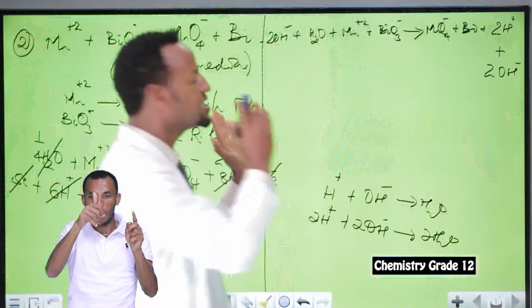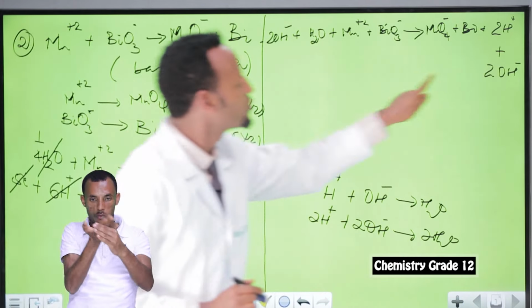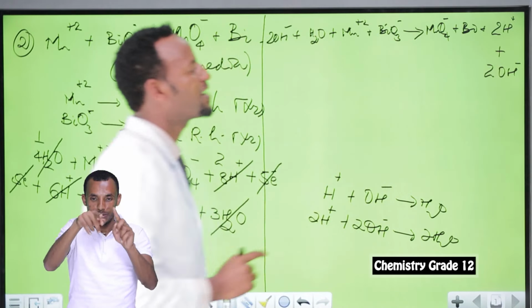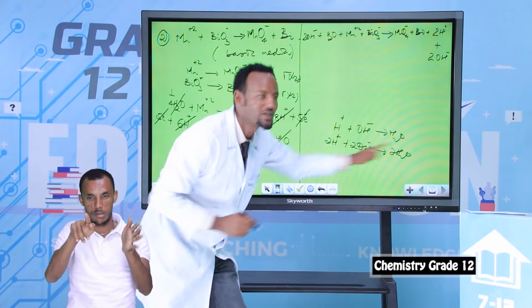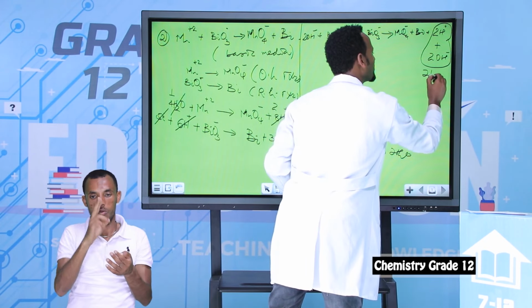Why OH minus added in both positions? Because the equation must be balanced. Therefore, 2OH minus is added here. But this 2H plus and 2OH minus, it produces what? 2H2O. Therefore, these two collectively produce 2H2O.